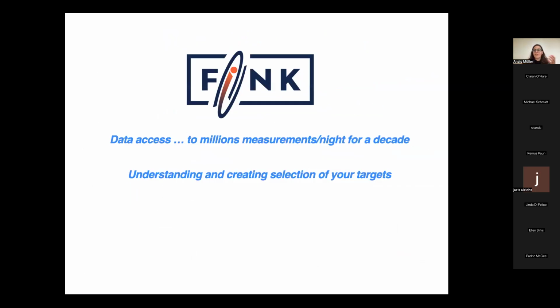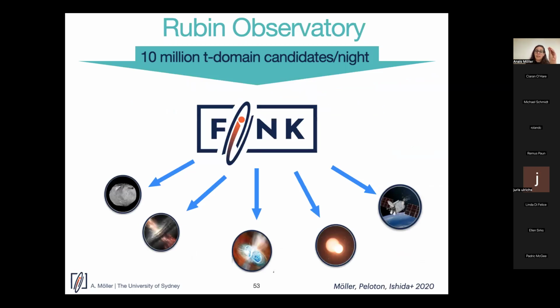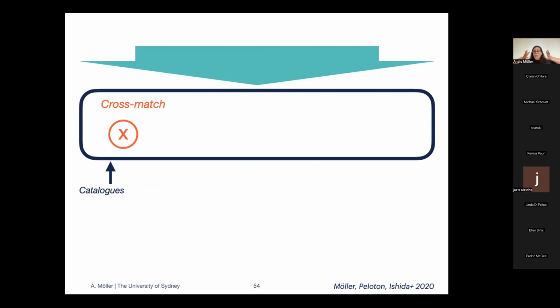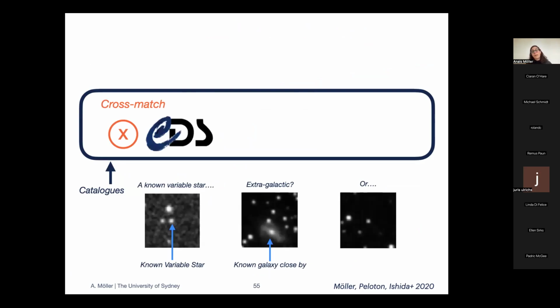So the first thing is, Fink is data access to these millions of measurements of transients and variables per night for a decade. And you can also understand how your targets are selected, because the idea is that we get that data and then we can split it up into different science cases, whether it's asteroids, satellites, accreting stars, black holes, AGNs, supernovae. So how does this work? We basically get the stream, and right now we're deployed with ZTF, which is a precursor of LSST. We first do a cross-match with catalogs to see if this object is a known variable star, if it's close to a galaxy, or if we don't have any information whatsoever.